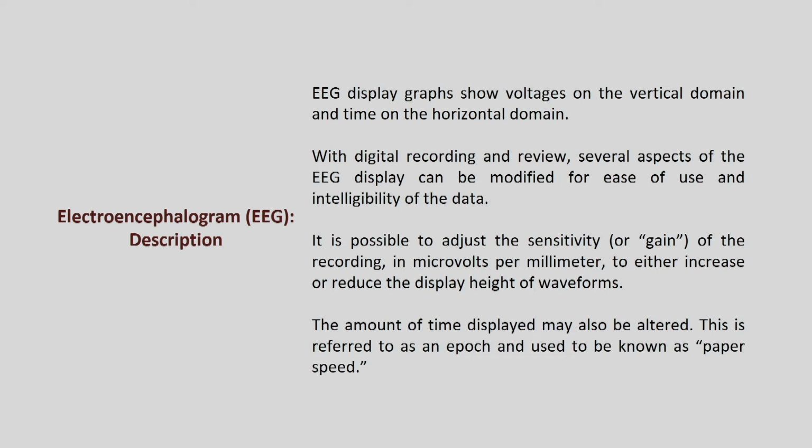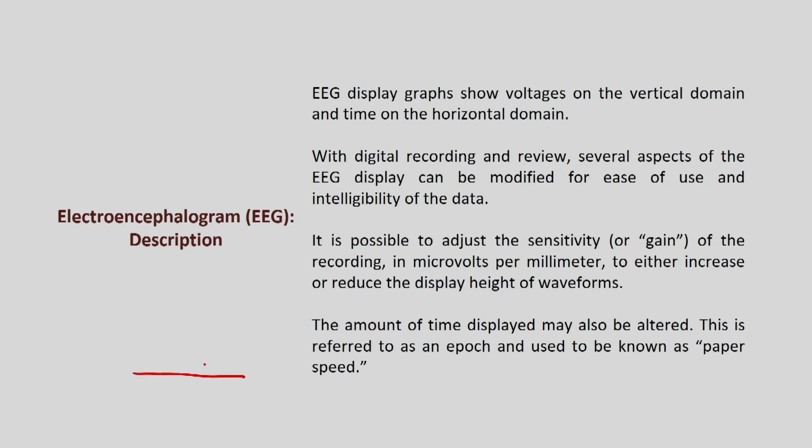So, EEG displays graphs, showing voltage on the vertical domain, same as your ECG, and time on the horizontal. Okay. So, if our graph is here, in this case it is voltage, and here it will be the time.